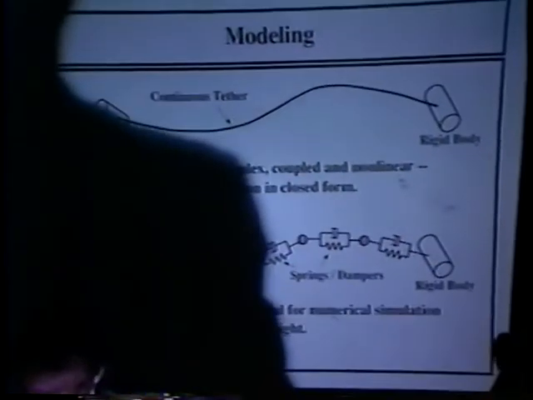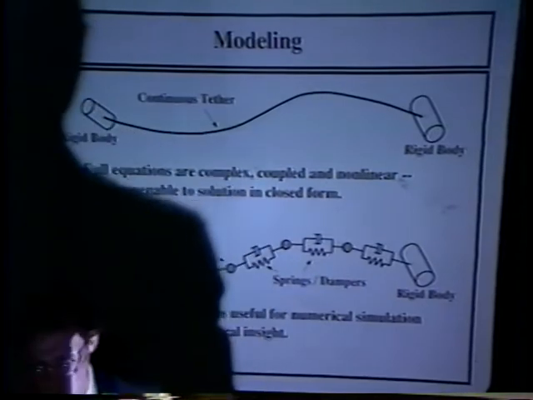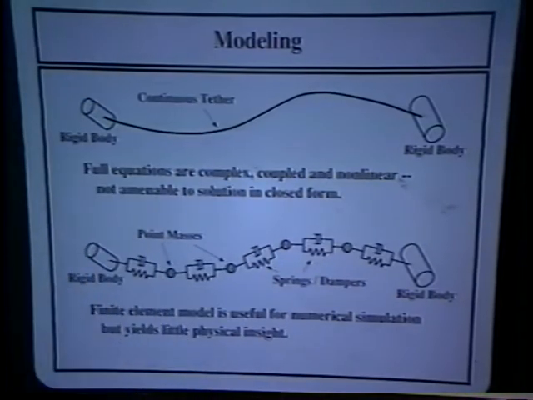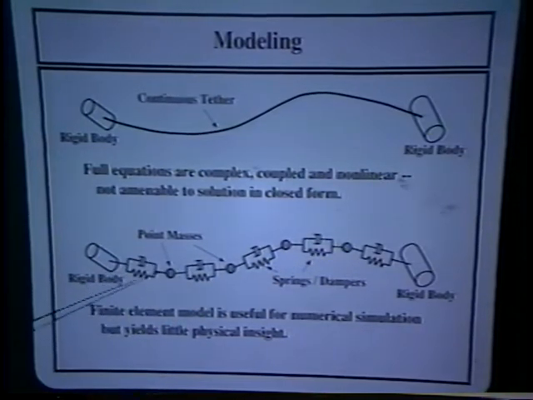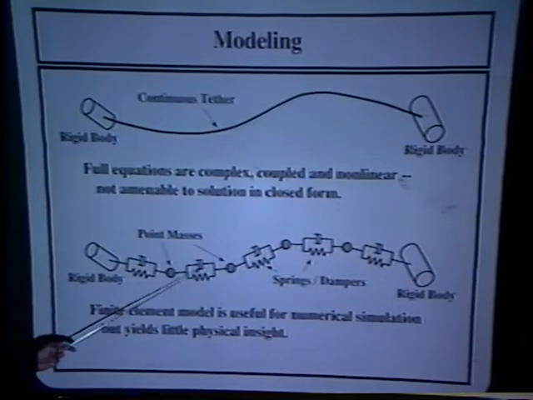An exact physical model consisting of two rigid end bodies connected with a massive flexible tether is very difficult to do much with analytically. The full equations for this system, these two end bodies connected by the massive flexible tether, are very complex, coupled, and nonlinear, and they're not amenable to a closed form solution. So a common technique that is employed is to model the tether, the continuous tether, as a series of masses connected with springs and dampers.